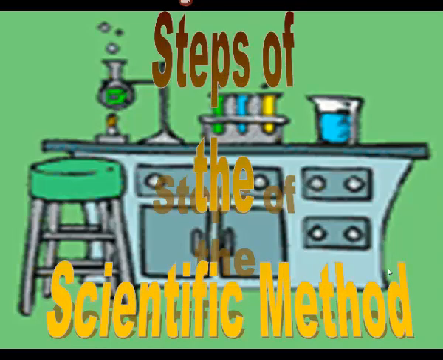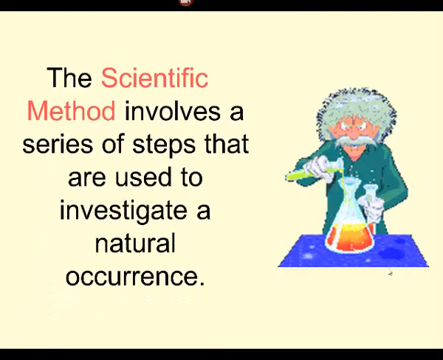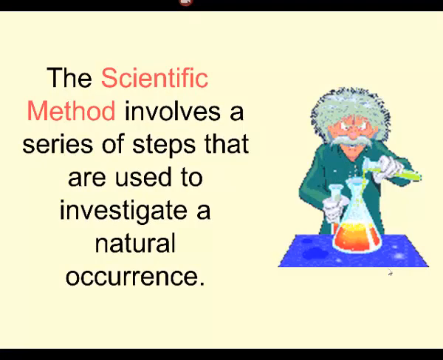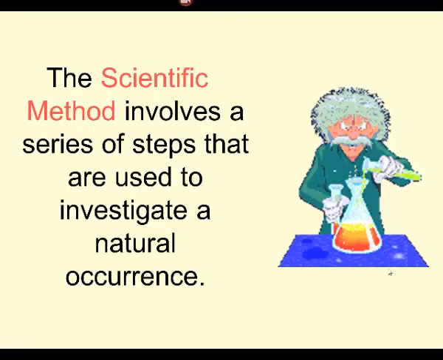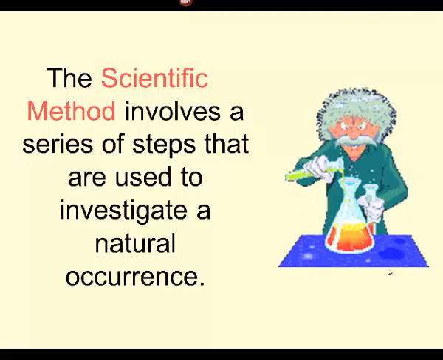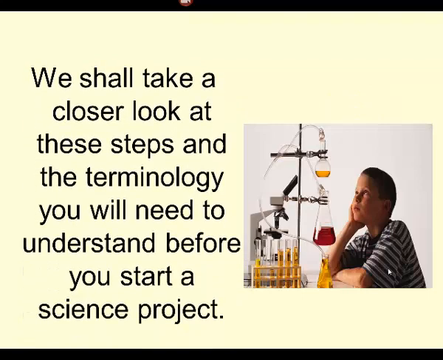This PowerPoint will go through and outline all of the steps to the scientific method, and then we've got an example towards the end of it. So the scientific method involves a series of steps that are used to investigate a natural occurrence. So something that occurs in nature, it's a way for us to test and investigate what's happening. And we'll look at these steps more closely along with terminology that's associated with the scientific method.